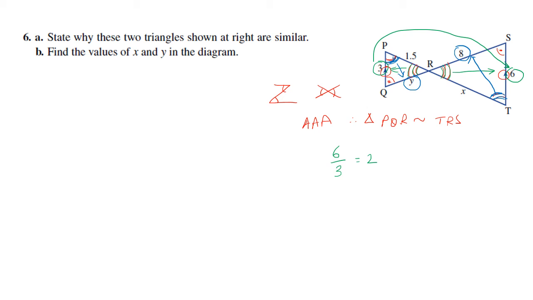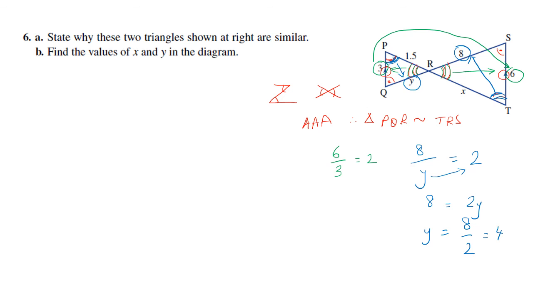So we want to know what y is. If 8 is one side, what is y, if the scale factor is 2? We can do a bit of algebra and change this fraction around. If we multiply this, we'll end up with 8 equals 2y. y equals 8 divided by 2, which equals 4. So y equals 4.